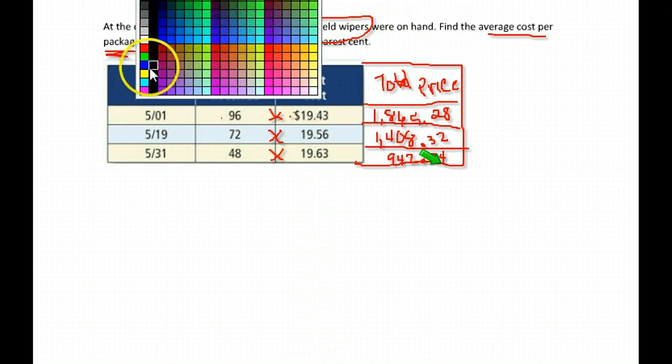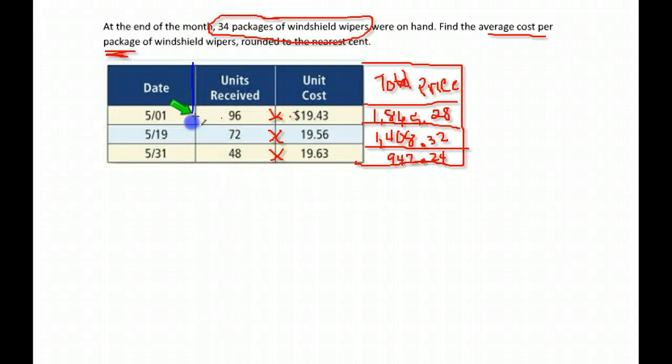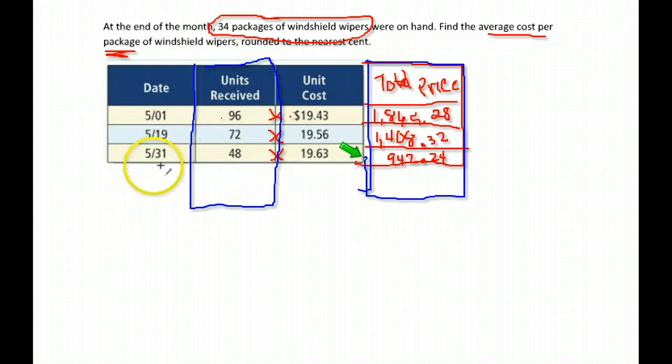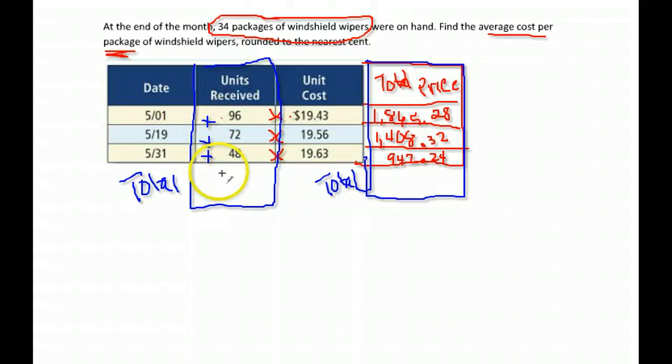Now we need to go and find out how many total items we've received. So remember, we need to total these, and we need to find how much did we spend all together. So we're going to total all of our orders together to find that total. Okay, so we're going to get a total here and get a total here. Some problems they'll have done that for you. On this one they did not. So we're going to add our units received so we know how many items we purchased all together. We purchased 216 items altogether.